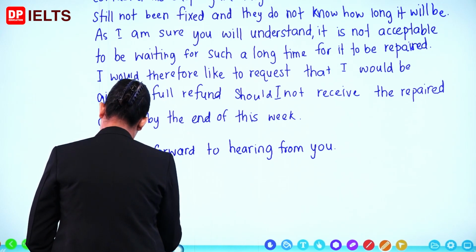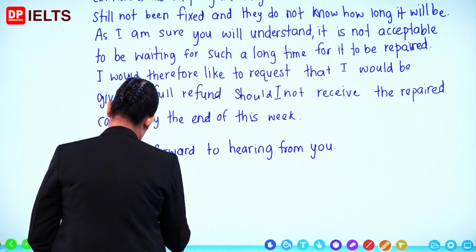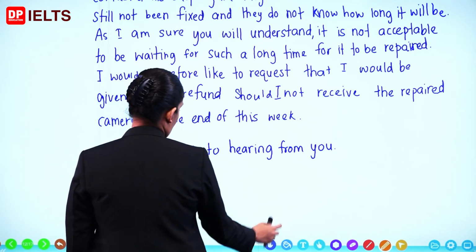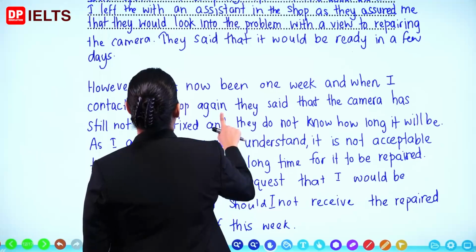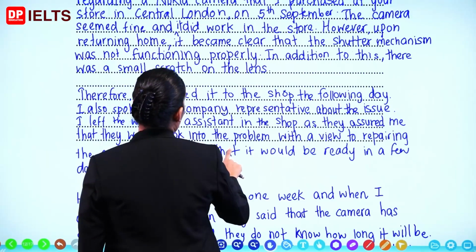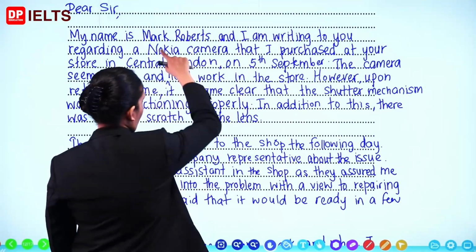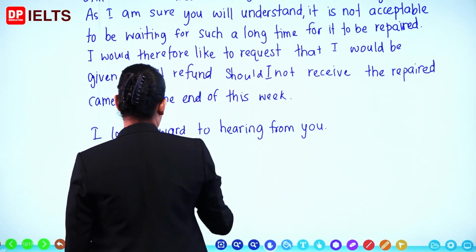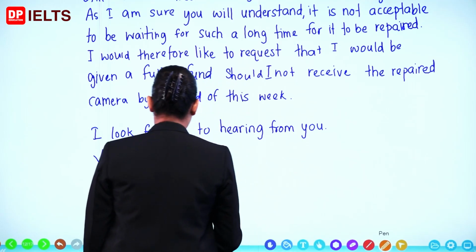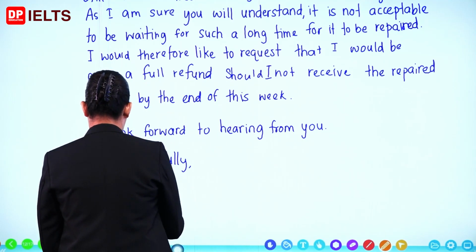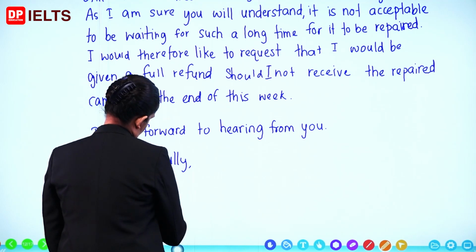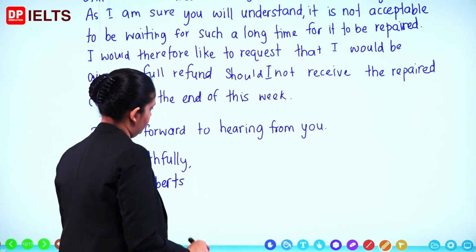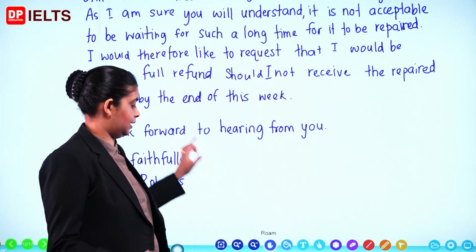Yours faithfully. We have to write the name. අපි මේ උඩ ලියපු name එක ලියන්න ඕනේ. ඒකේ තමයි අපි ලියන කෙනා. Mark Roberts, right? So we can go down and write yours faithfully, Mark Roberts. Right? There we are. ඉතින් මොකද වෙලා තියෙන්නේ?